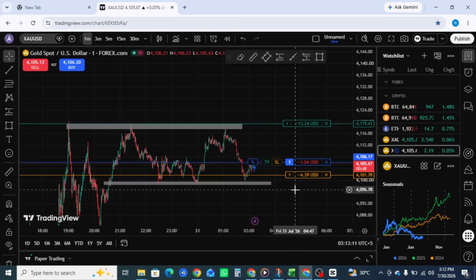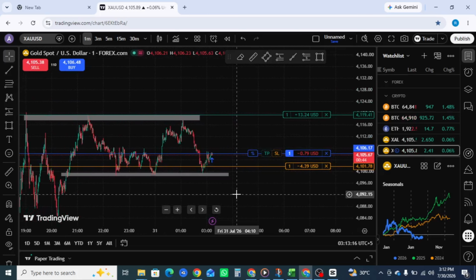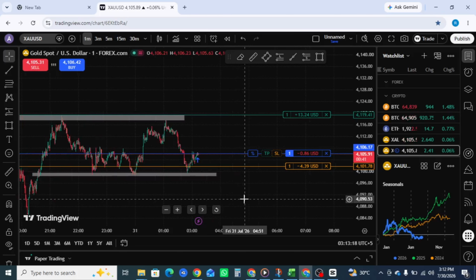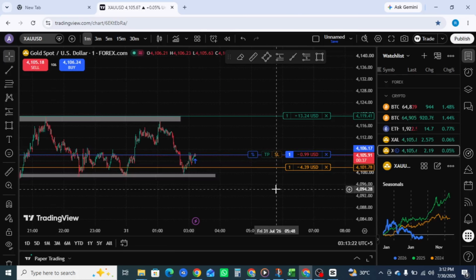Here's a pro tip: don't trade every range you see. The best ranges have multiple touches at both support and resistance, giving you stronger confirmation that the market is respecting those levels. Patience is often more profitable than taking too many trades.